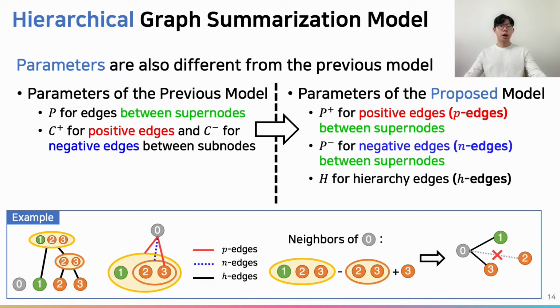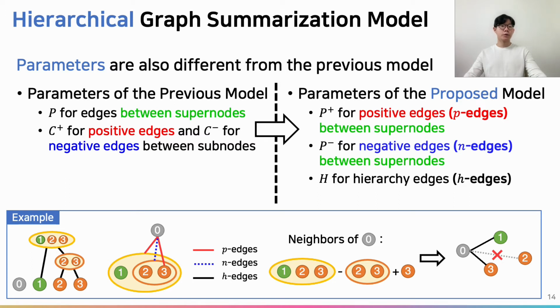More precisely, there exists an edge between two subnodes in input graph G if and only if there are more P edges than N edges between the supernodes that they belong to. And here is a toy example of how our model retrieves the original graph from the summarized graph.